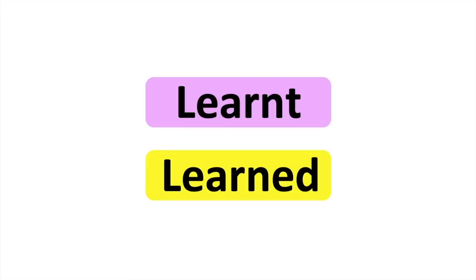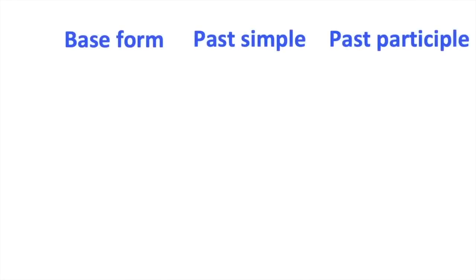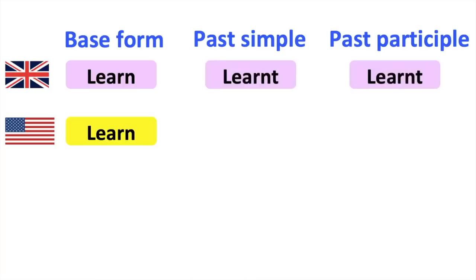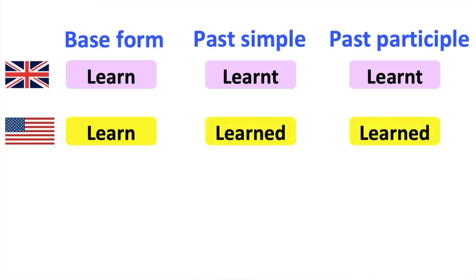These words both mean the same thing, however, one is used in British English and the other is used in American English. So, the base form for both verbs is learn. In British English, both the past simple and past participle form is learnt. In American English, the past simple form and past participle is learned.